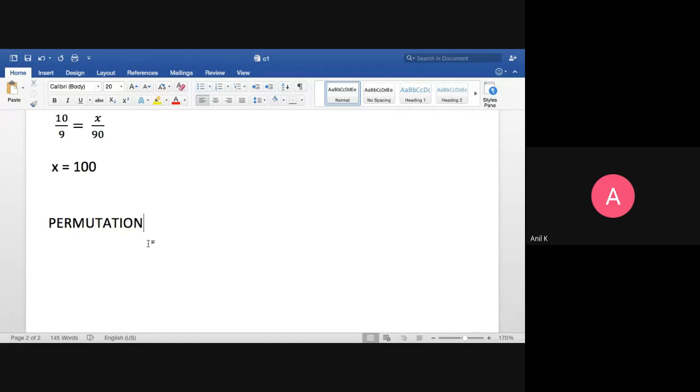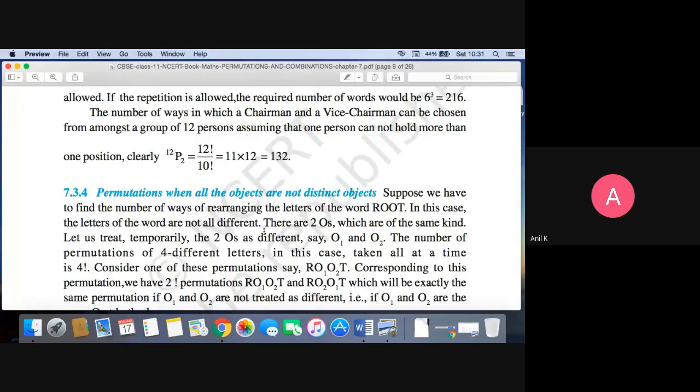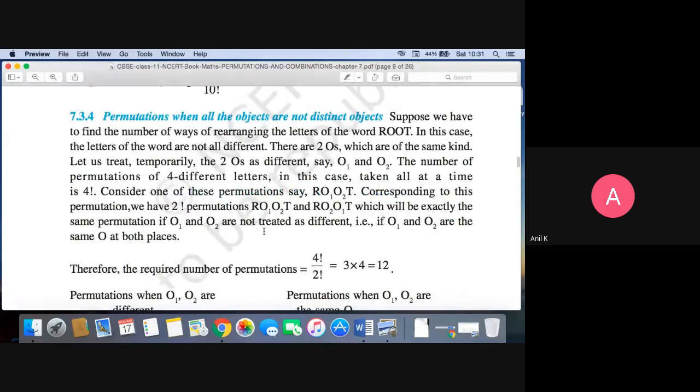Even if it repeats thrice or 4 times, let me show you why the number of words will change. For example, here they have taken the word ROOT. Here the letter O is repeating twice. 2 times O is coming.